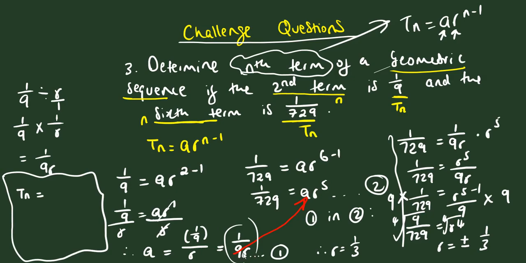So when you substitute, remember A was equal to 1/(9R), so you're going to say 1/9 times 1/3. When you put that in your calculator, you're also going to get that A is equal to 1/3, your R is equal to 1/3, and then n minus 1. That is the general term, the nth term.